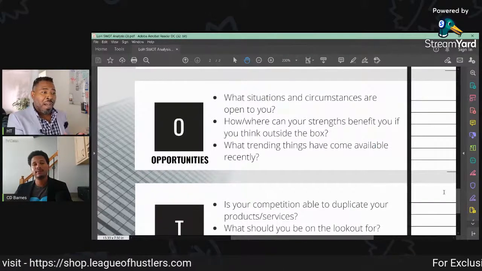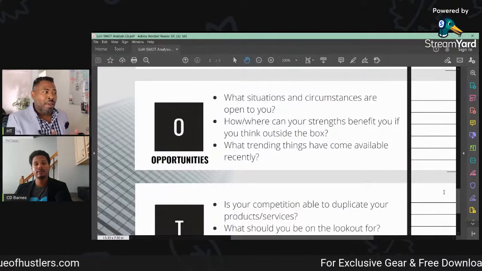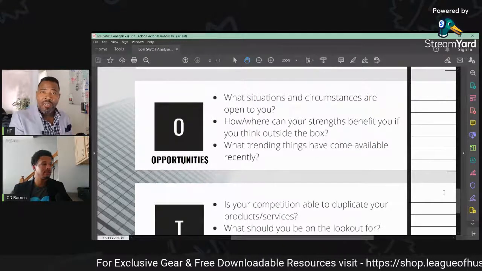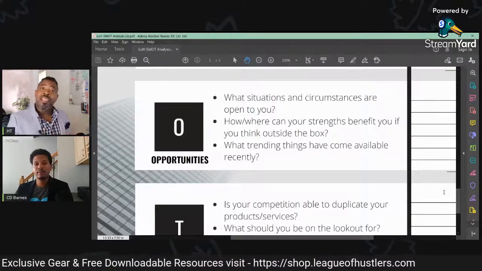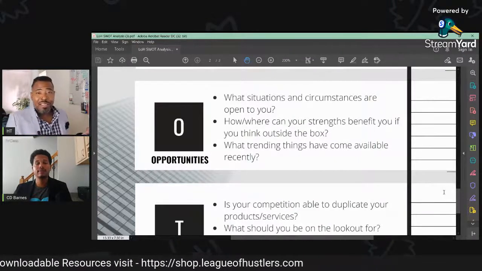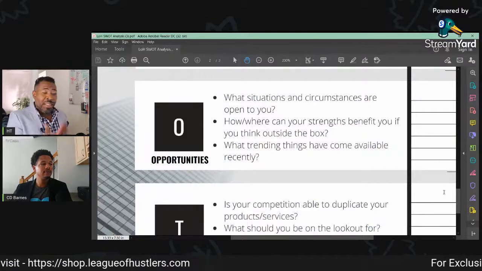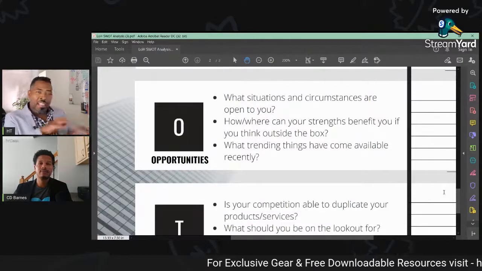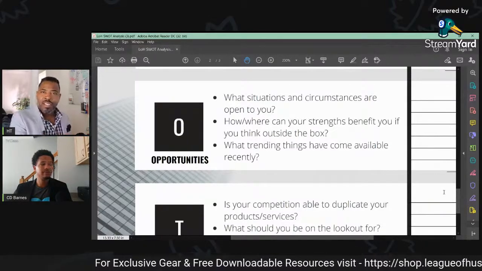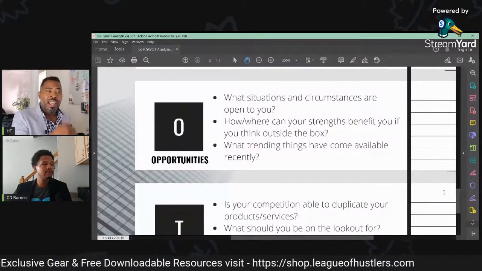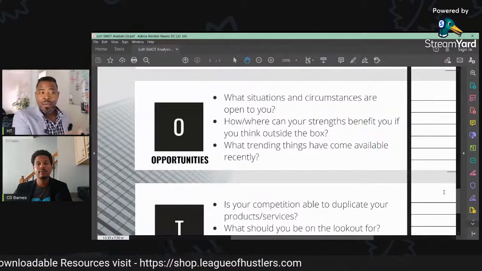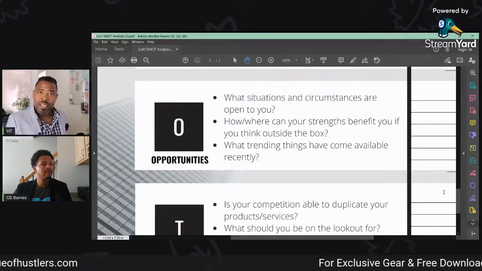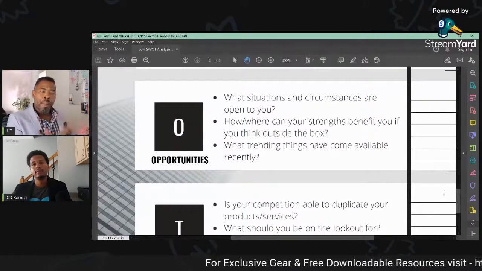All right. TikTok has grown and it's big right now, but it allowed people who may not have caught the Facebook wave, may not have caught the Instagram wave, to catch that TikTok wave. And it's still growing. So there's an opportunity for you. You can find a niche within TikTok and exploit that opportunity and really establish yourself as an authority in whatever niche that is. That's an example of the third question: what trending things have come available? TikTok has come available recently. That's a trending thing. A lot of people are using it. Boom, that's an opportunity for you.